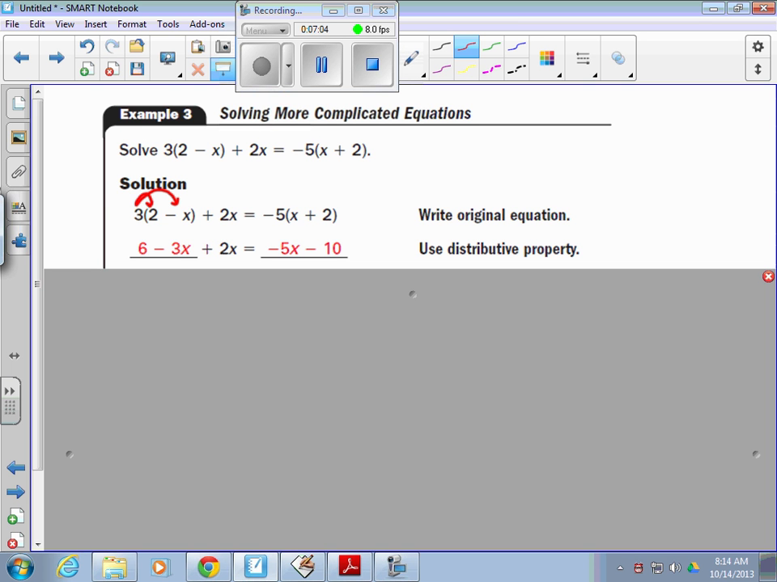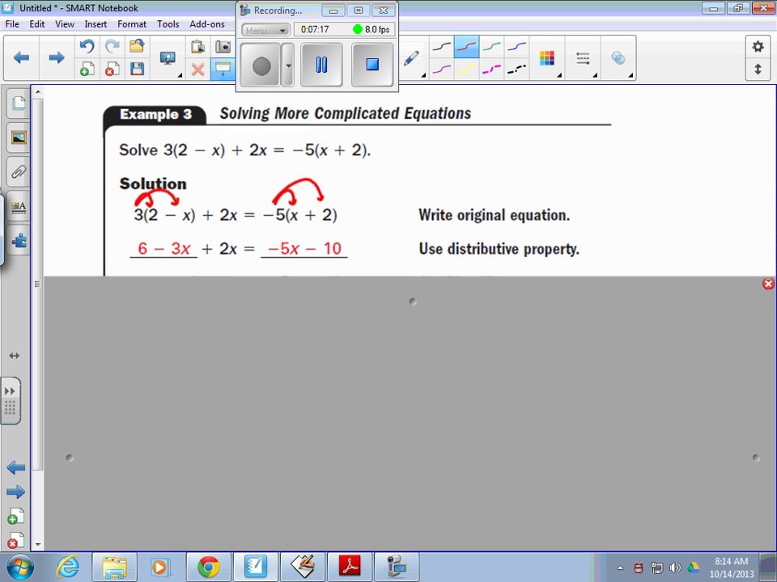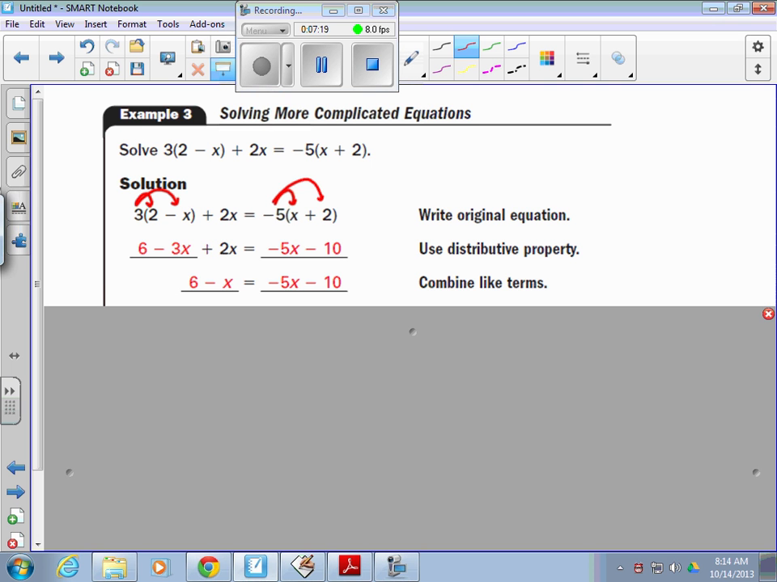Plus 2 equals, you have to also distribute negative 5 to these. Negative 5 times x is negative 5x. Negative 5 times 2 is minus 10. So you have 6 minus 3x plus 2x equals negative 5x minus 10. Then combine your like terms. You have like terms, negative 3x and positive 2x. When you take negative 3x and positive 2x, opposite signs, you get negative 1x or negative x. So 6 minus x equals negative 5x minus 10.